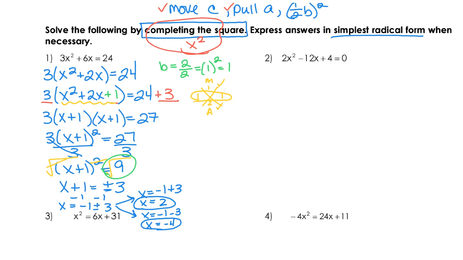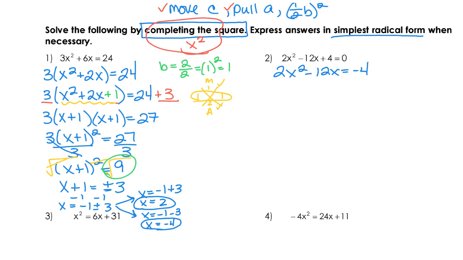All right, so again, number 2, we're going to complete the square. And your job is to remember move C, pull A, take your B, half it, and square it. Okay, so let's go ahead and say, all right, move C. Our C value right now is 4, and it's got to go to the right-hand side. And so we're going to go ahead and say 2x squared minus 12x equals a negative 4.